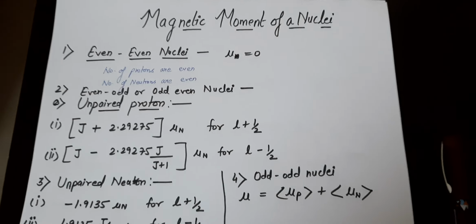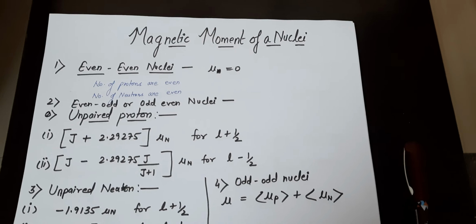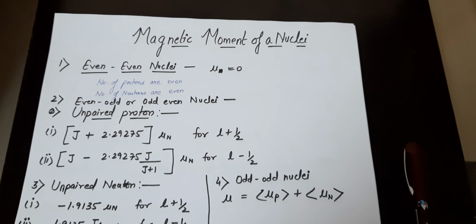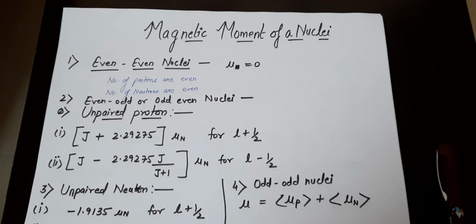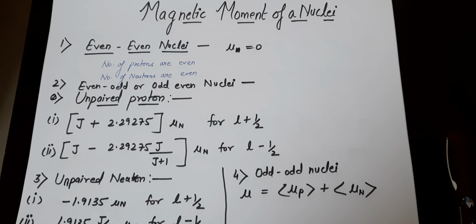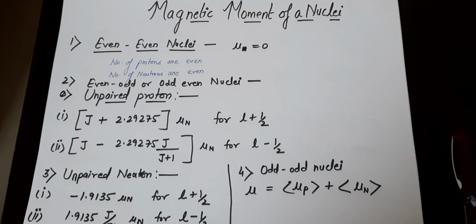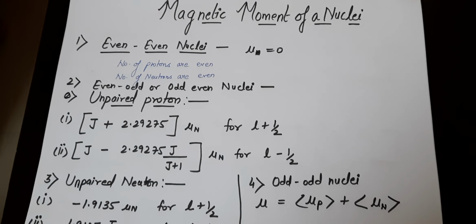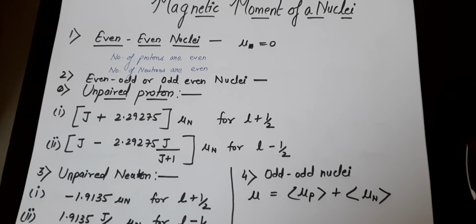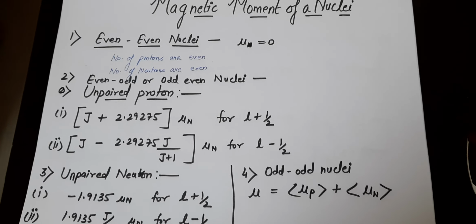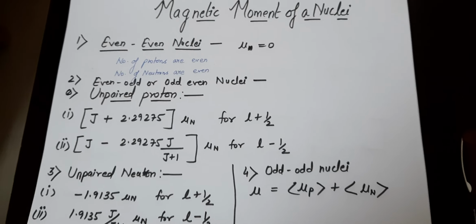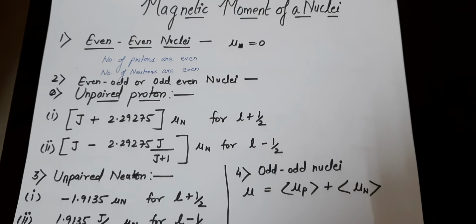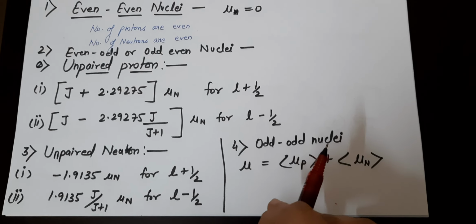So let's get started. In the last video I told you about the calculation of the magnetic moment of a nucleus, and how you can calculate it for the even-even case and the even-odd or odd-even case. But since it has been a long time, I will revise it again so that we get continuation and a better understanding of all the concepts.